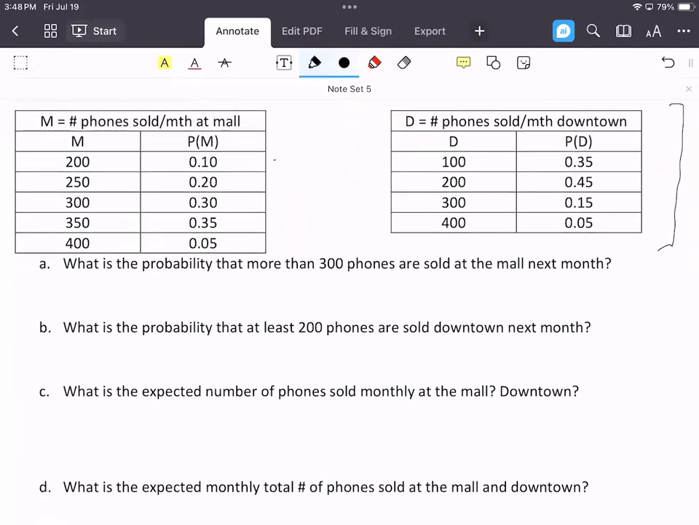What's the probability that more than 300 phones are sold at the mall next month? So we want the probability of more than 300 at the mall. Am I going to look at M, the number of phones sold per month at the mall, or D, the number of phones sold per month downtown? Hopefully you're like, obviously we're looking at the mall only. So what's more than 300? Well, they could sell 350, and also we have something for 400.